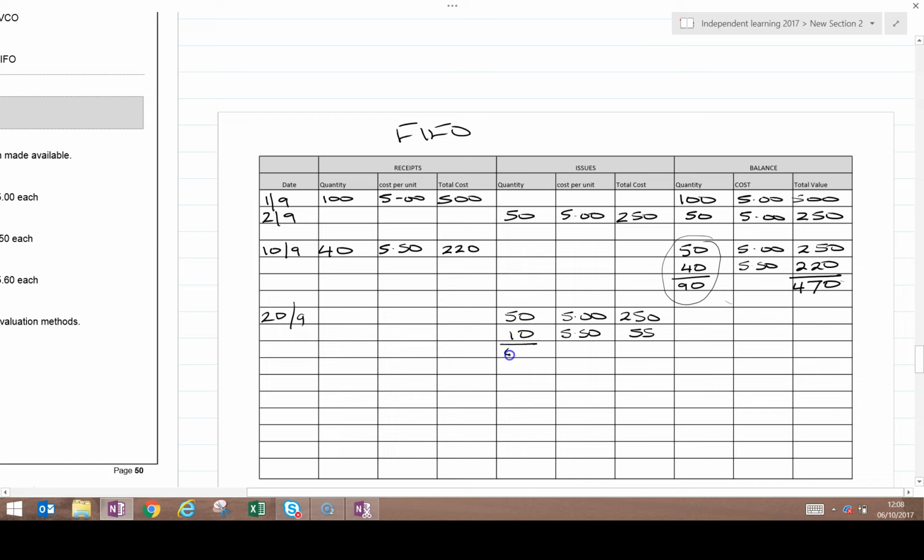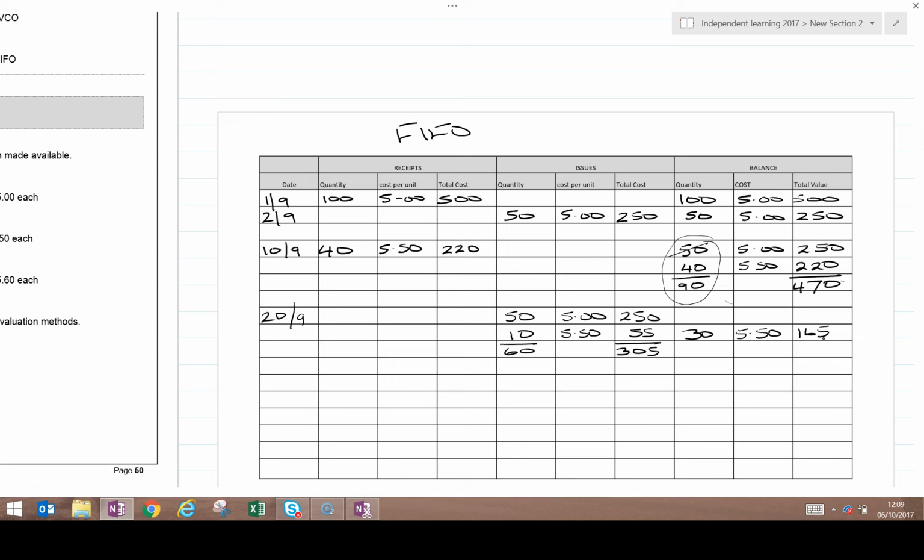So in total, we've issued 60 at £305. What we have left, right, those 50 are gone. We've issued them. This 40, we've taken 10 from them. So we have 30 left. This is of the batch that we paid £5.50 for. So we have £165 worth.